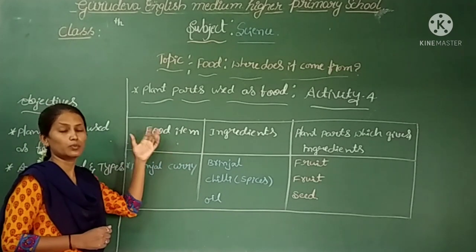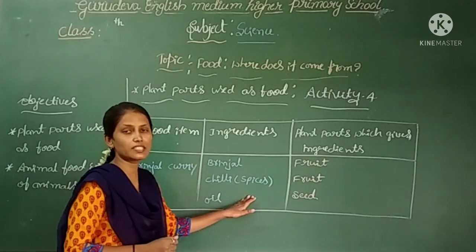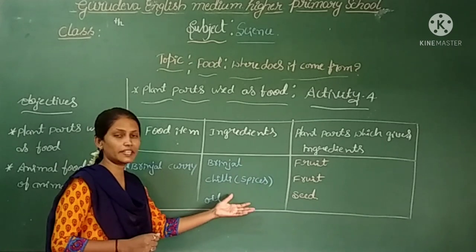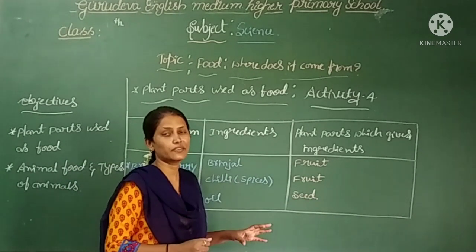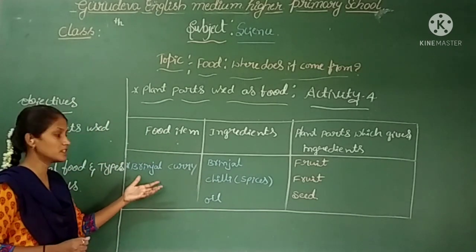Here they have given one of the food items. In that food item, we have to identify which food ingredients are present. Later, we have to identify which part of the plant these ingredients are coming from. Now let us discuss. For example, here they have given the food item brinjal curry.